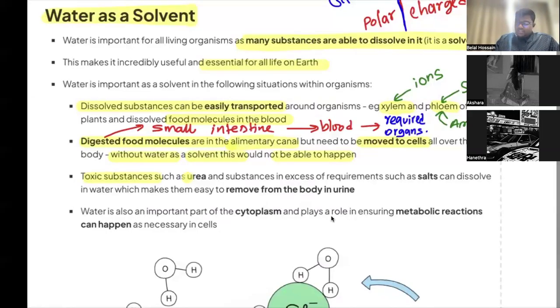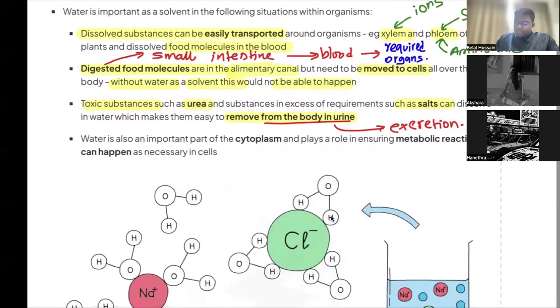Toxic substances such as urea, and substances that are in excess of requirements such as salts, can dissolve in water and we can remove them out of our body as urine. So water is also needed for excretion. Not to mention water is also needed for cooling down our body. That's evaporative cooling. Now, water is also an important part of the cytoplasm.